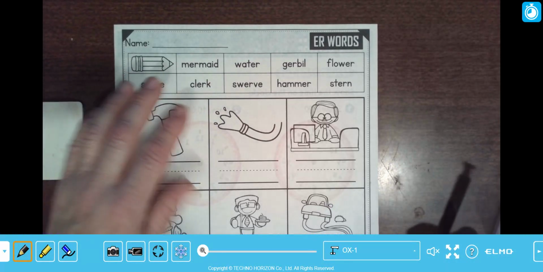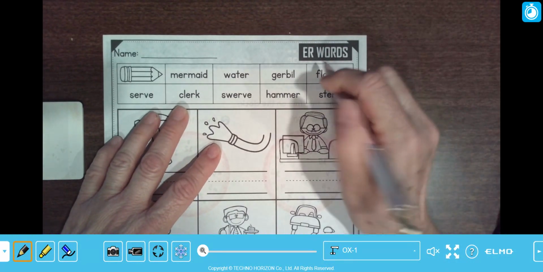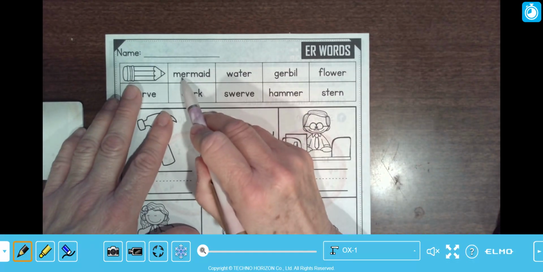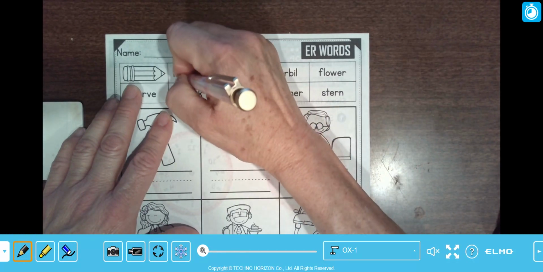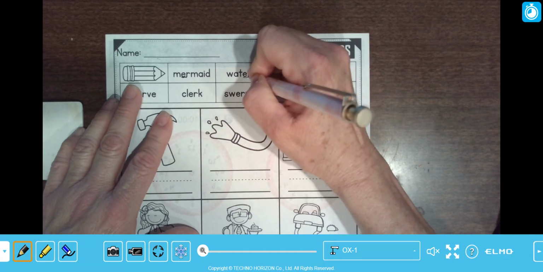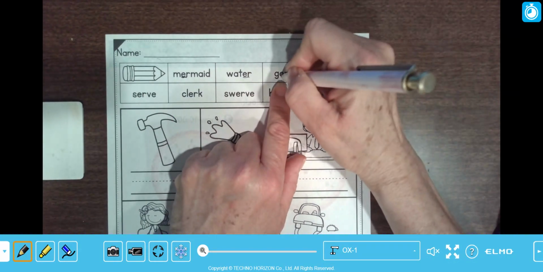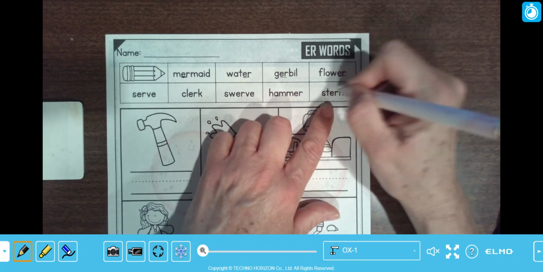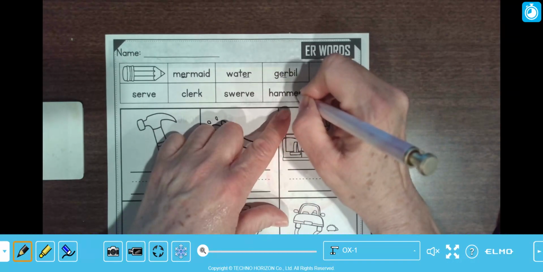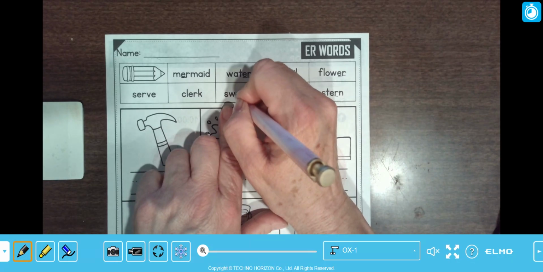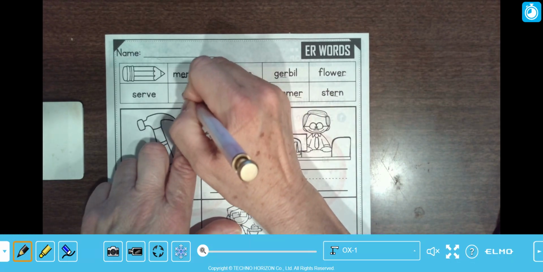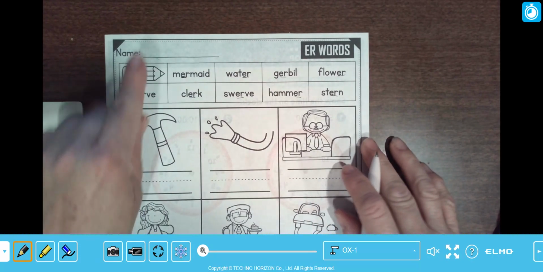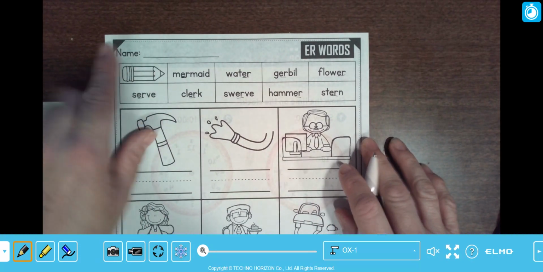So today we're going to be working on the ER words. Words with the ER right here. Like er, right there. Right here. Er, er, er, er. Okay. So let's write our name at the top here.